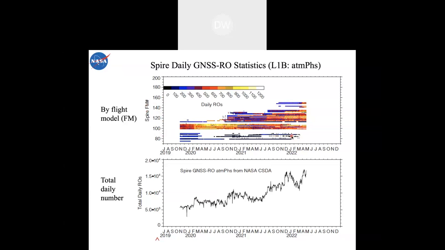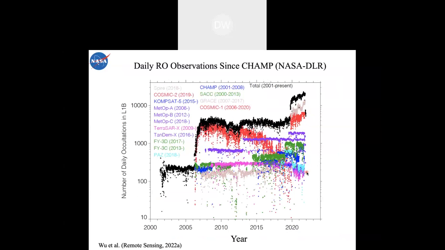Just for the radio occultation part, if you sum up all the data, this color, by the way, is the daily occultation number. If you sum them up, you get a steady increase in the total number available from the Spire constellation. So we are reaching about, at least in our data archive, 18,000 per day. Here is an overview.